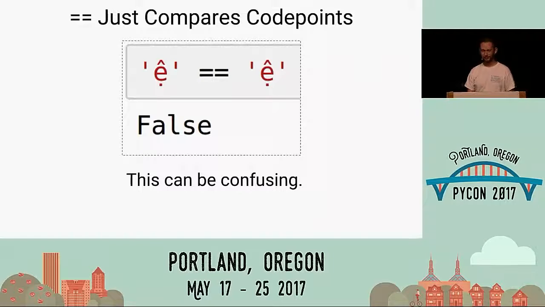Remember, what you see is just glyphs. It's not code points. These two strings look totally the same. They compare not equal because they're different sequences of code points. So what's going on here?